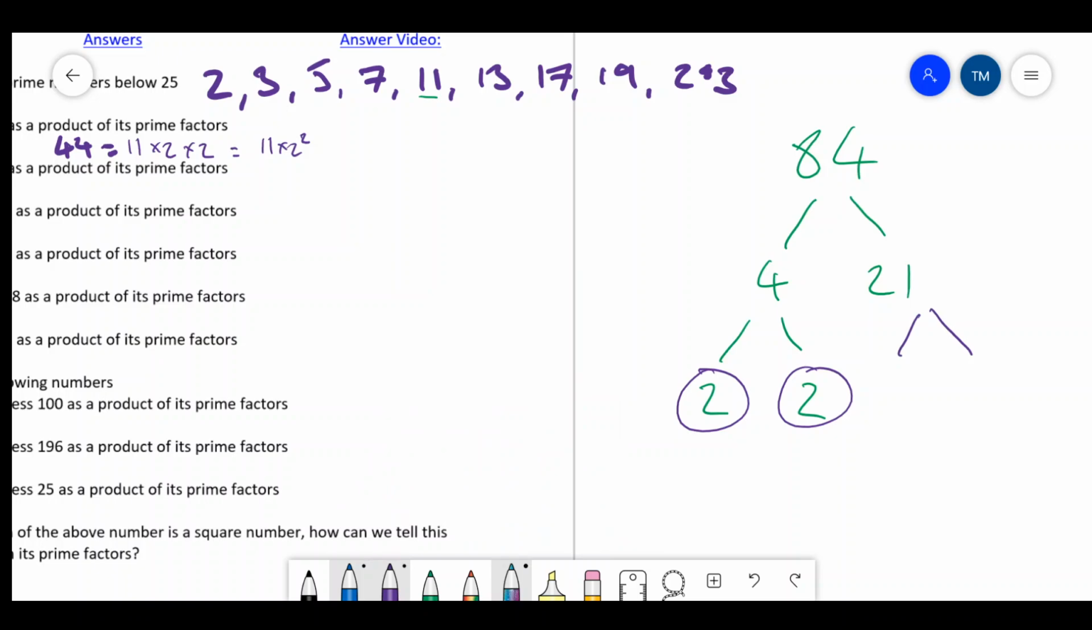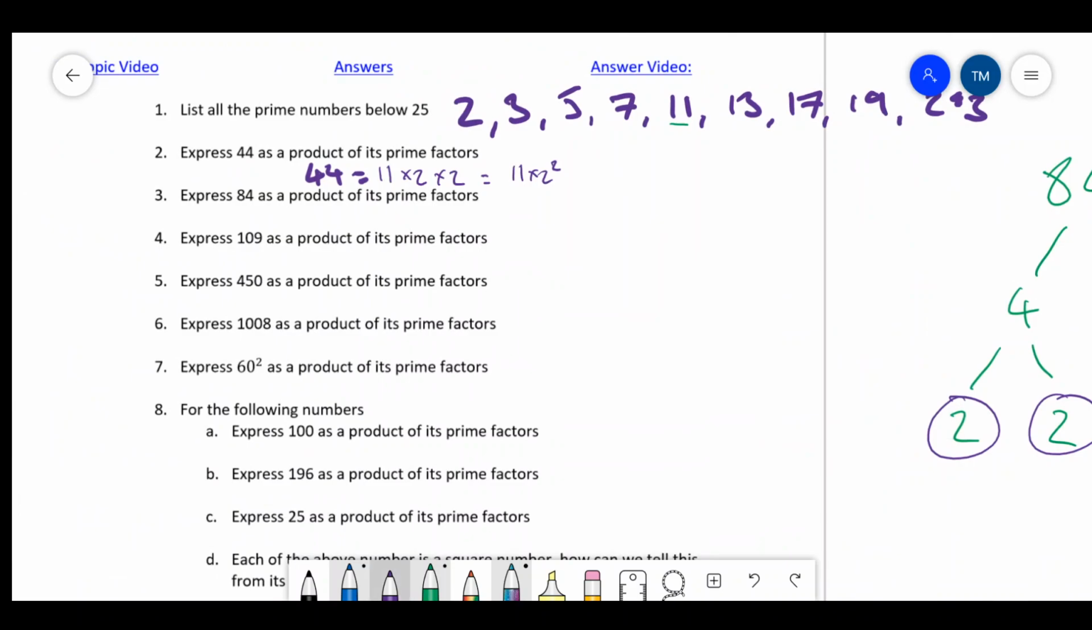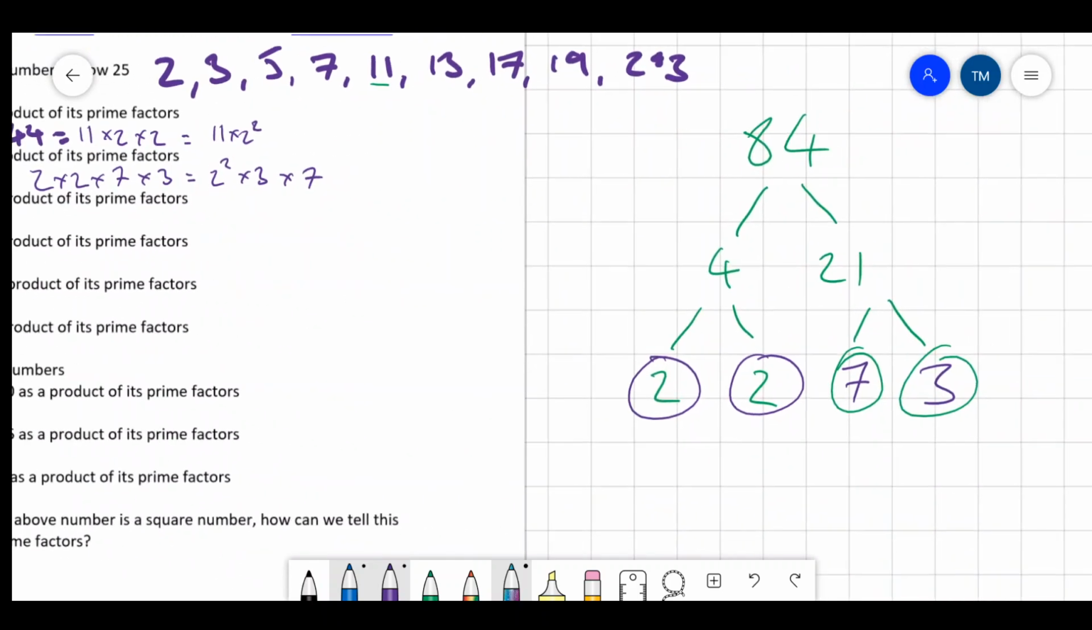And then we've got 21, which has 7 and 3 as prime numbers. These are factors of 21, so we can highlight these as our numbers. So we can say, well, 84 is equal to 2 times 2 times 7 times 3, which is equal to 2 squared times 3 times 7 as a result.